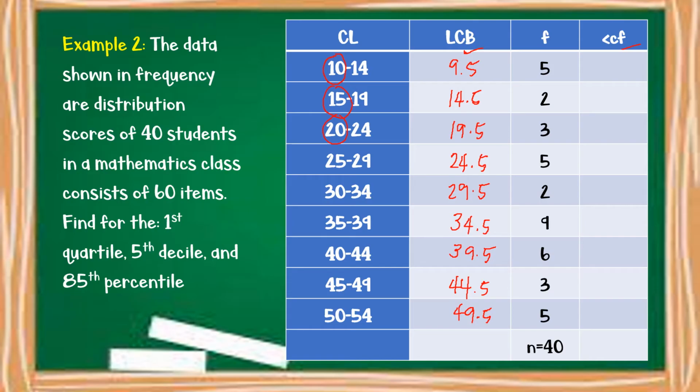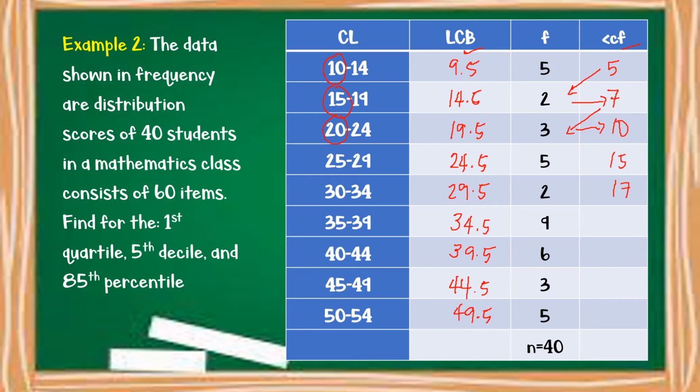Less than cumulative frequency is you just need to start here, 5. And then 5 plus 2 is 7, right? And then 7 plus 3 is 10. So same.